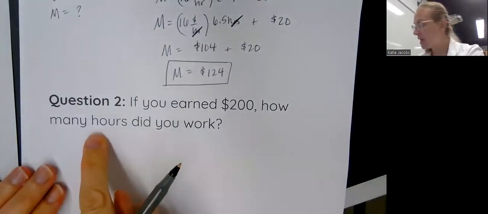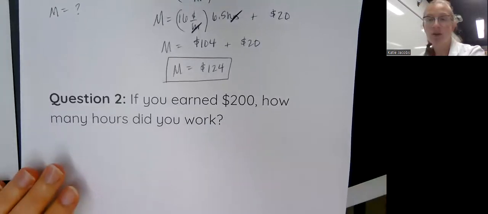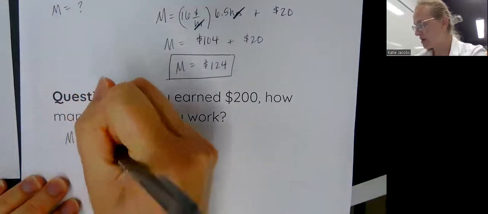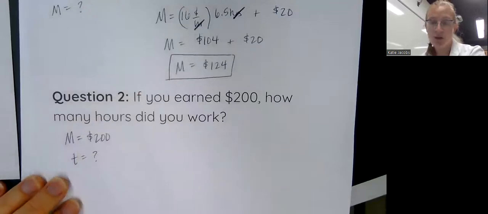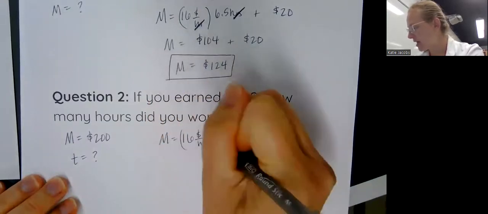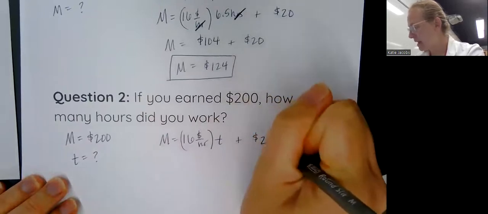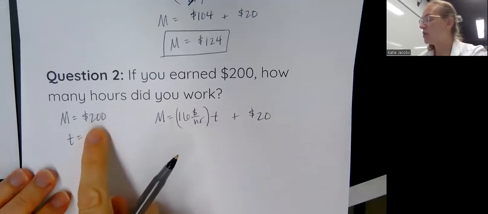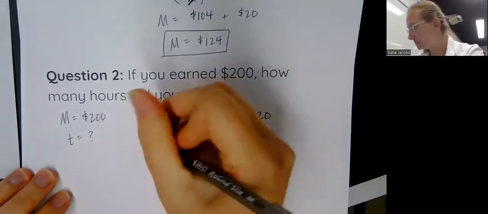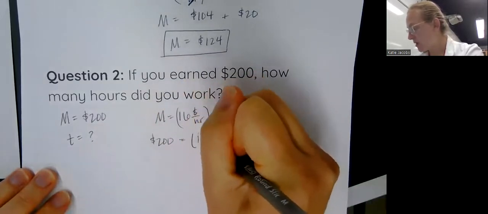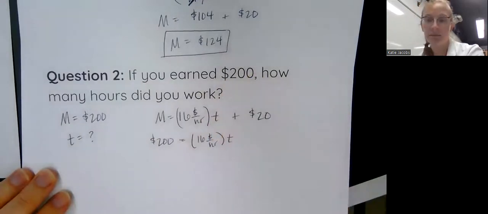Question number 2. If you earned $200, how many hours did you work? Here, the money is known, and the time of working, the amount of hours, is unknown. I'm going to write the math model out once again. I always like to start with that. And I'm using it like an algebraic equation. Now, what I know is $200. That goes in for M. What is unknown is the T, the time.